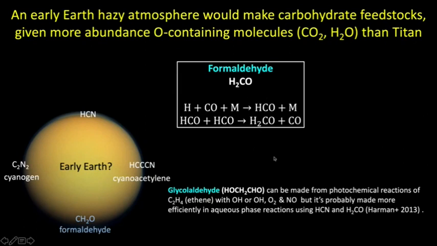But not all of the sugar compounds need to be made in the atmosphere. So, for example, glycolaldehyde can be made from photochemical reactions with ethene and OH radicals and other things that you might expect in an atmosphere with some oxygen atoms in it. But it's probably more efficiently made in aqueous phase reactions, as discussed by Harman et al. in 2013.